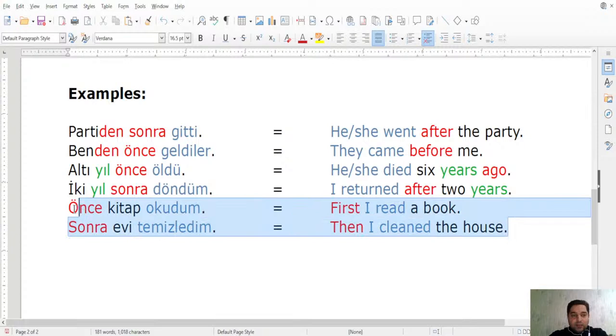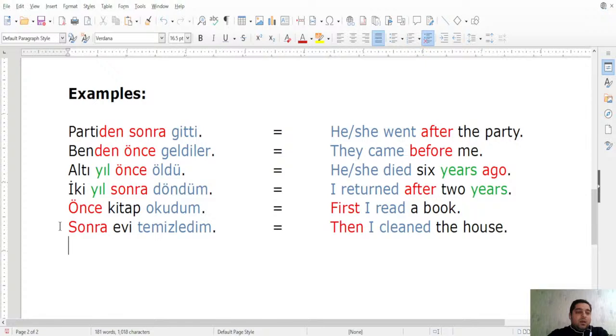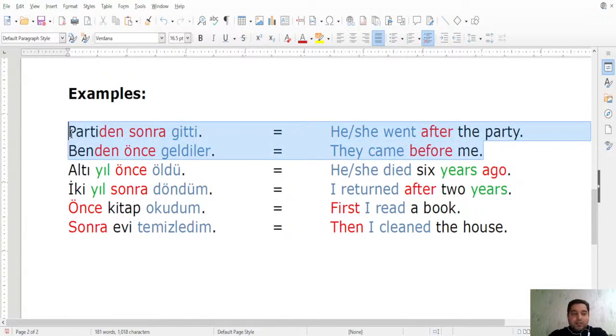And the last couple that you see here is about the time adverb. Önce kitap okudum. First I read a book. Or you can also say I firstly read a book. Sonra evi temizledim. Then I cleaned the house, and evi here is in the accusative case. Ev is house, and evi means the accusative case ending upon which the action happens. Sonra evi temizledim. Then I cleaned the house. So we have 6 examples here, 2 for each case. And I hope this lesson is very clear.